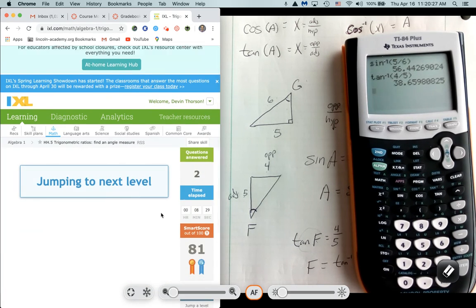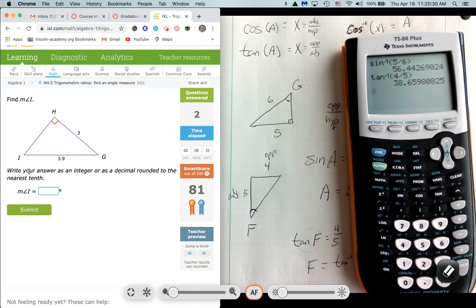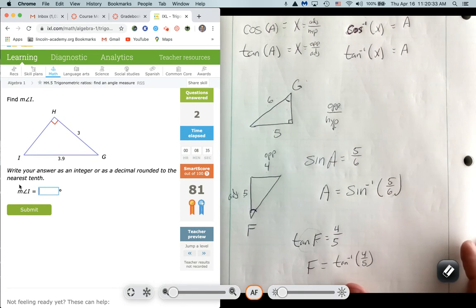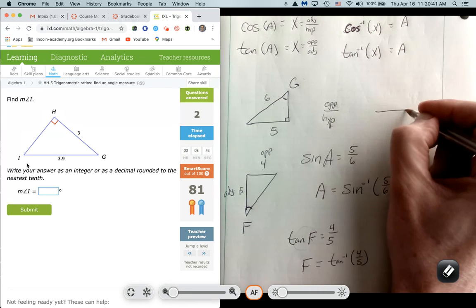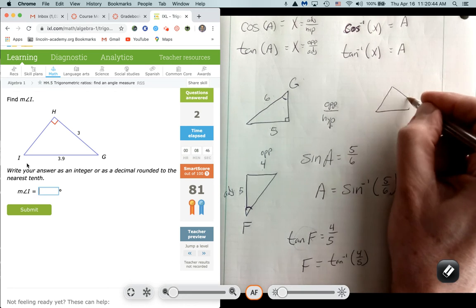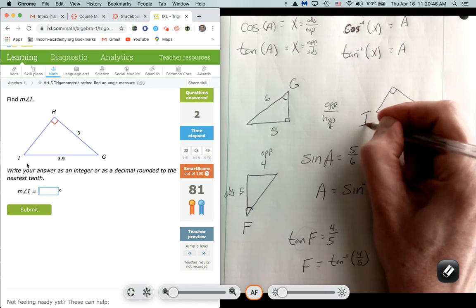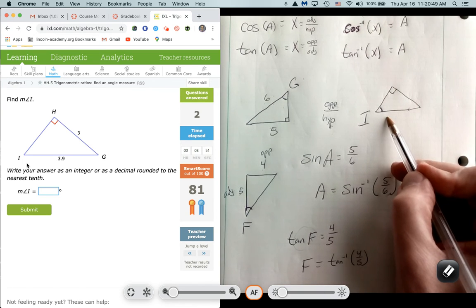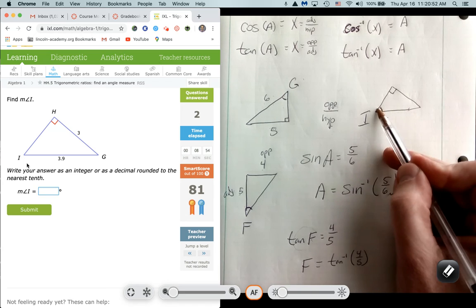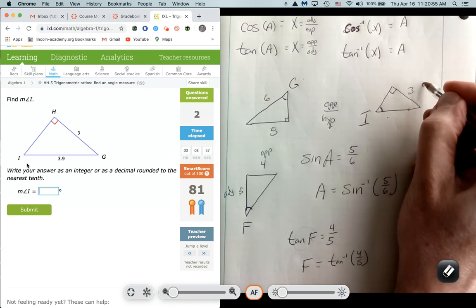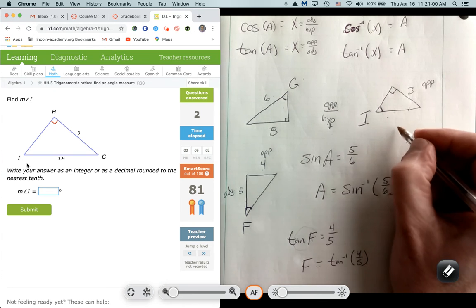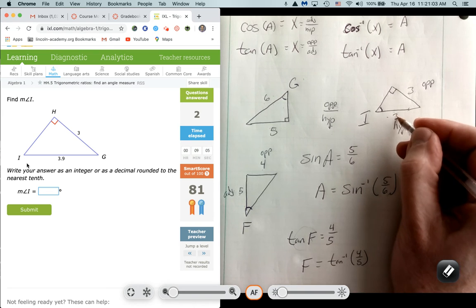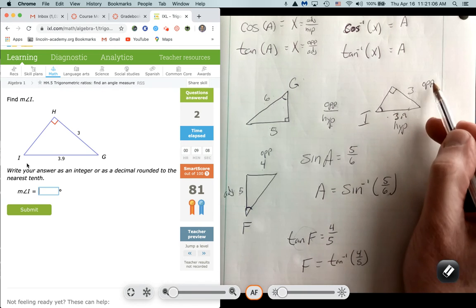Let's do one more. I'm just going to jump up here a little ways. Oh, this one has a decimal, but that's no problem. First thing I'm going to do is look to see which angle I'm trying to find. I'm trying to find angle I. That's this angle here. So again, on my paper, I'm going to draw that triangle, just a reference triangle. Here's my angle I. What sides do I have? Well, I have the opposite side, 3, and across from the right angle, the hypotenuse, which is 3.9. So I have the opposite and the hypotenuse.